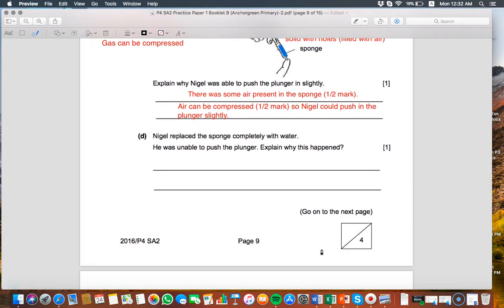Nigel replaced the sponge completely with water. Just now we mentioned that water is a liquid.